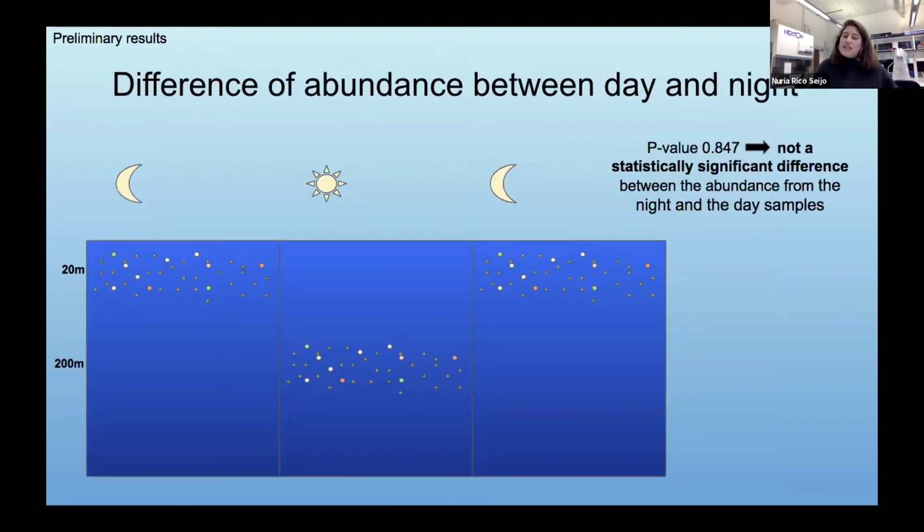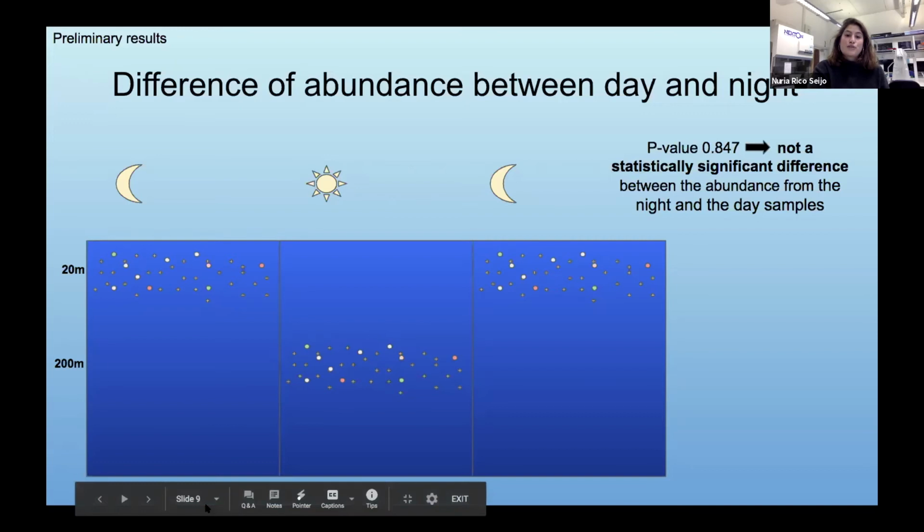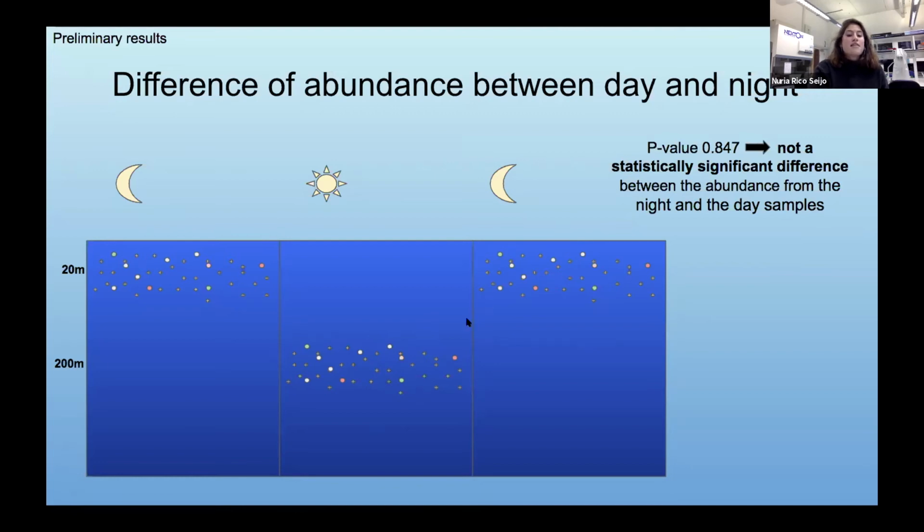And now we wanted to check, as I mentioned before, what is going on in the diel vertical migration. Do we have a difference of abundance between day and night? For that, we checked and we did not find a statistically significant difference so far in abundance between the night and day samples. So there was not a difference between what we had at night, which is when the migration comes up, and during the day, when the population of organisms is in the depths.